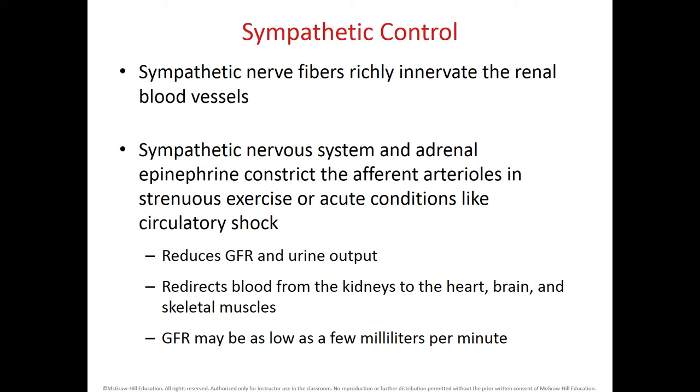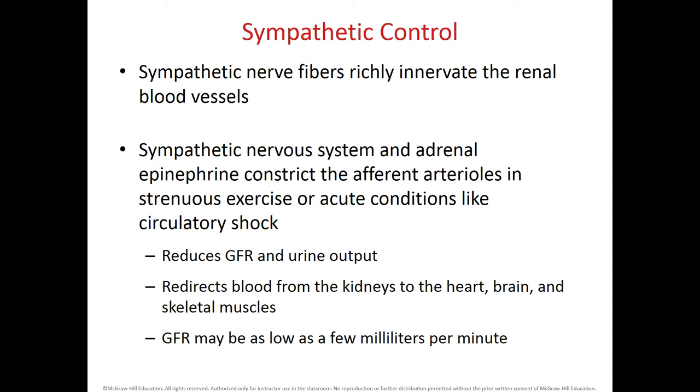So the sympathetic control, the sympathetic nerve fibers that richly innervate the blood vessels, can detect changes in the blood pressure. The sympathetic nervous system, together with these cells, helps to control the blood pressure. So the sympathetic system specifically is going to be correlated with the formation of epinephrine. And when you release epinephrine, you will constrict your afferent arterioles. And this can happen when someone is doing strenuous exercise or when someone has a drop in the blood pressure, like when someone has a circulatory shock.